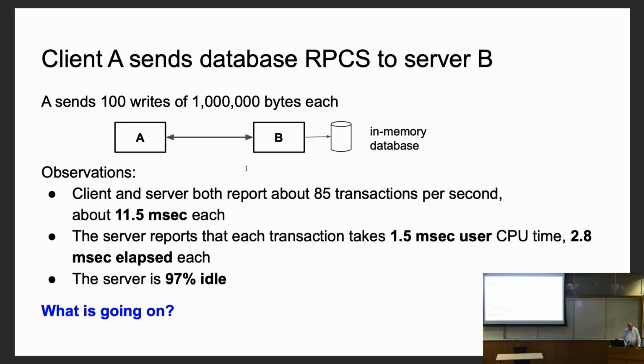Both the client and the server in this setup report about 85 transactions per second, or about 11.5 milliseconds per transaction. The server, B, reports that each transaction actually only takes 1.5 milliseconds of user CPU time, and only about 2.8 milliseconds of elapsed time. And the server reports that it's 97% idle. You might want to get more than 85 transactions per second if you could understand why it's so slow.